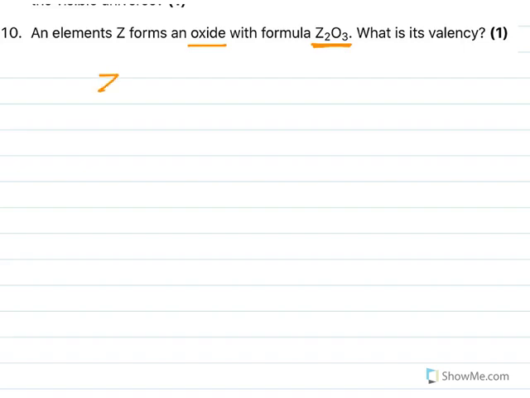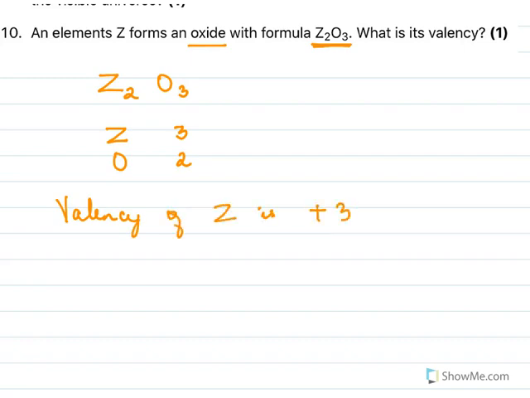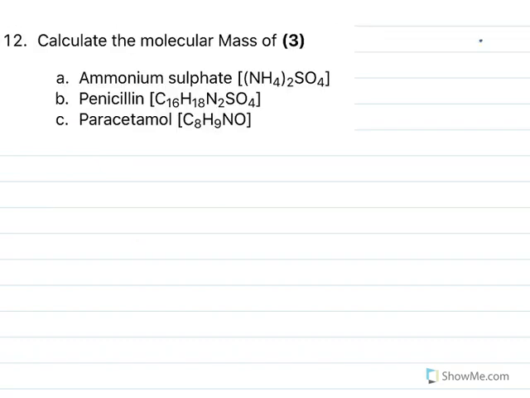An element Z forms an oxide with the formula Z2O3. What is its valency? So Z2O3. Z will have the valency 3 and oxygen has valency 2. So valency of Z is +3. The one that is in the front is always positive. Here this is negative. So Z will have the valency 3. And oxygen, of course, we know the valency is 2. The valencies exchange.